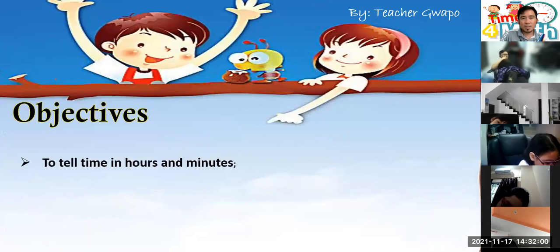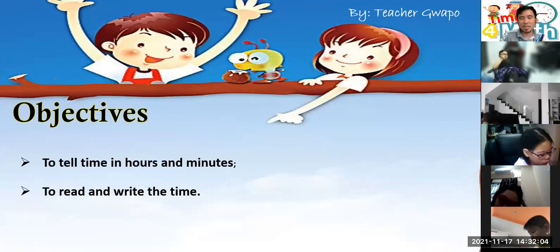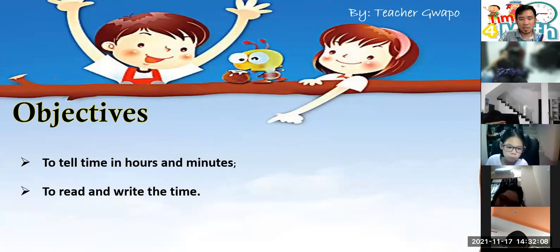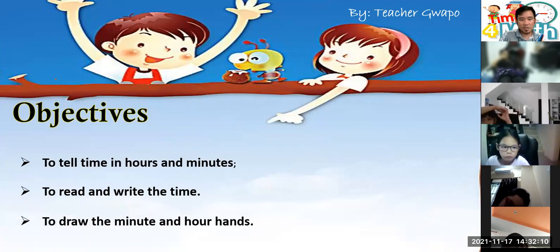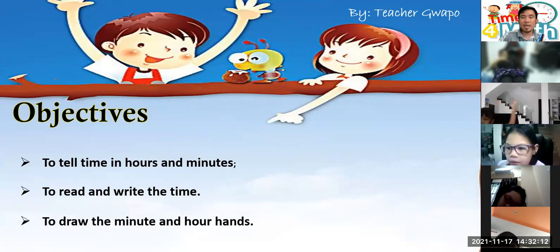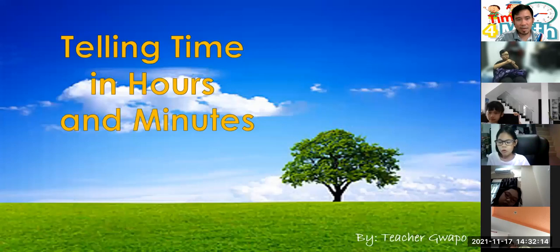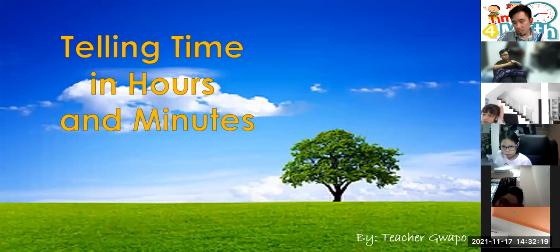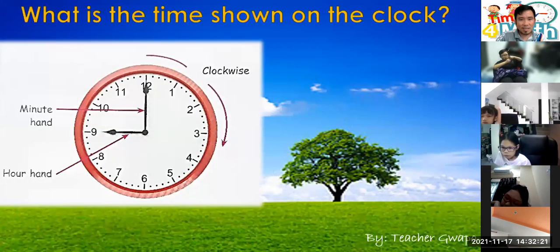Our objectives this afternoon are first to tell time in hours and minutes, and to read and write time. You must know how to read the time, and you must know how to draw the minute and hour hand. So, telling time in hours and minutes. Now look at the clock.